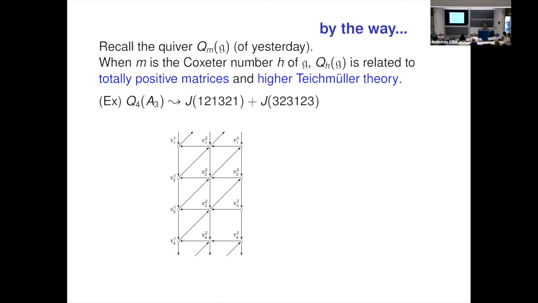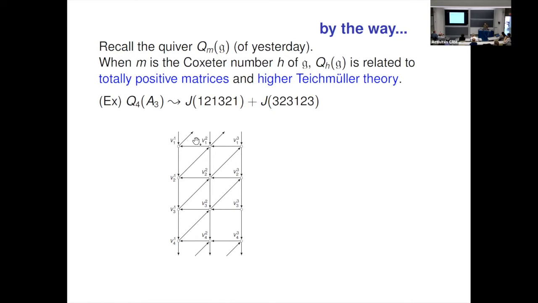So by the way, if you attended my talk yesterday, I hope you remember this quiver, the m-periodic quiver on the cylinder. When m is the Coxeter number, the period of this quiver is the Coxeter number h of the Lie algebra g, then this quiver is related to totally positive matrices and higher Teichmüller theory on both sides. And for example, in the case Q4 A3, this is the quiver.